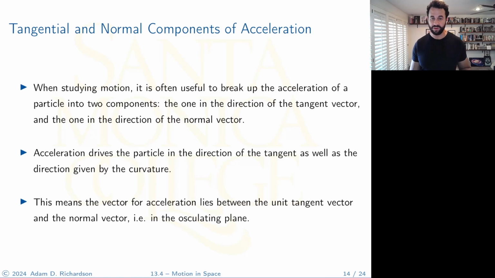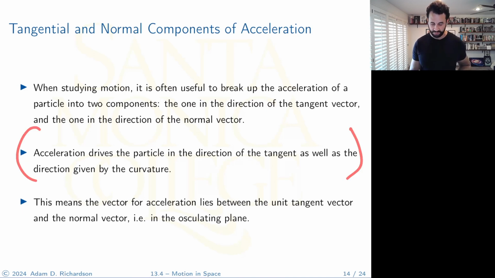All right, moving on here. Next, let's talk about tangential and normal components of acceleration. So the theme here, or maybe the moral here, is that when you're studying motion, it's often useful to break up the acceleration of a particle into two components. The one that's in the direction of the tangent vector, so acceleration in the direction of the tangent, and one that's in the direction of the normal vector, which is basically where the object is turning, right? So you can decompose acceleration into these two components.